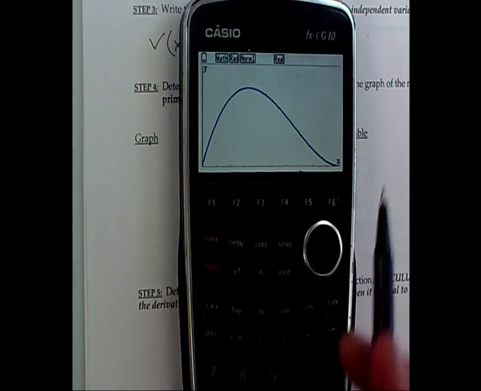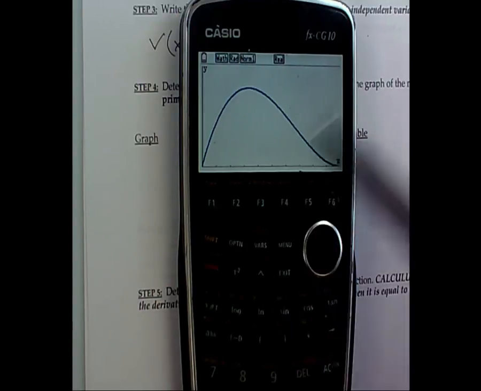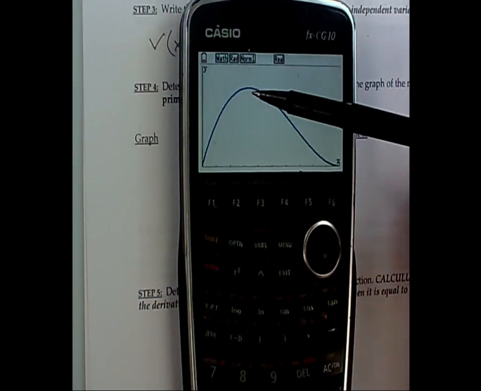And so this is the size of the square I'm putting down. The y values represent the volume. Would you agree with that? And so there is a maximum volume. There's a highest point for the volume. Everybody okay with that?